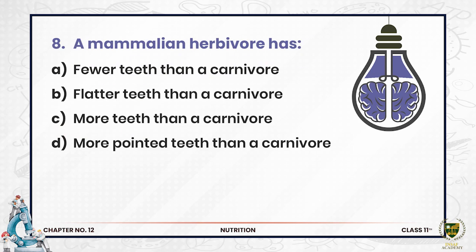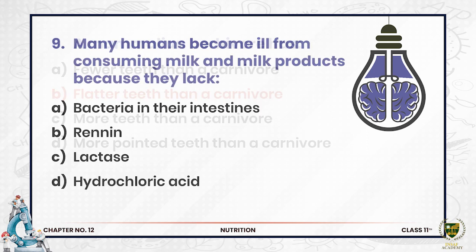MCQ number 8, it states, a mammalian herbivore has: alpha, fewer teeth than a carnivore; B, flatter teeth than a carnivore; Charlie, more teeth than a carnivore; D or delta, more pointy teeth than a carnivore. So the correct answer, obviously you know, that is flatter teeth. So which are the flatter teeth? Incisors. So incisors are present in them in greater number compared to carnivores. Flatter teeth, beta option. Now, number 9.